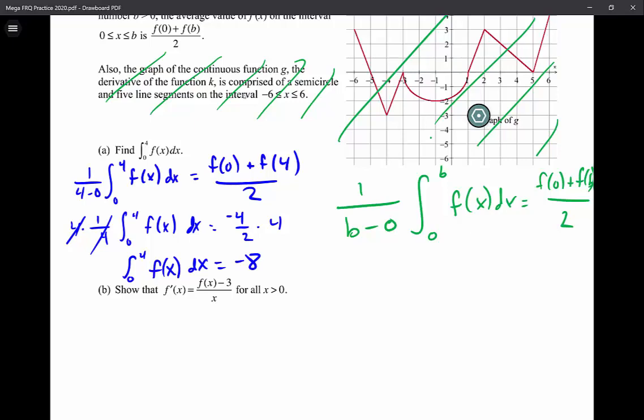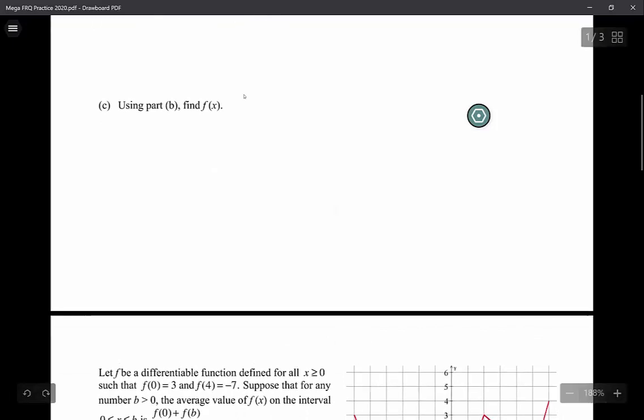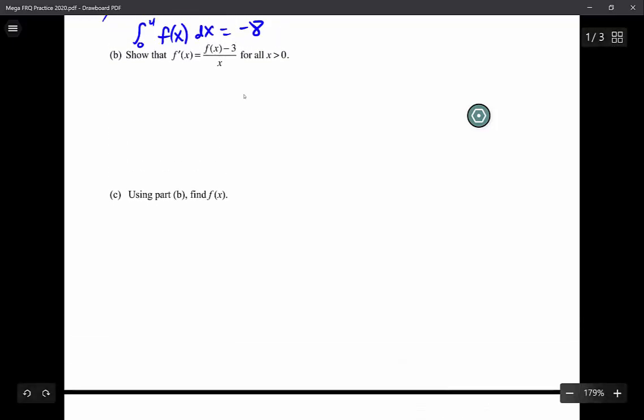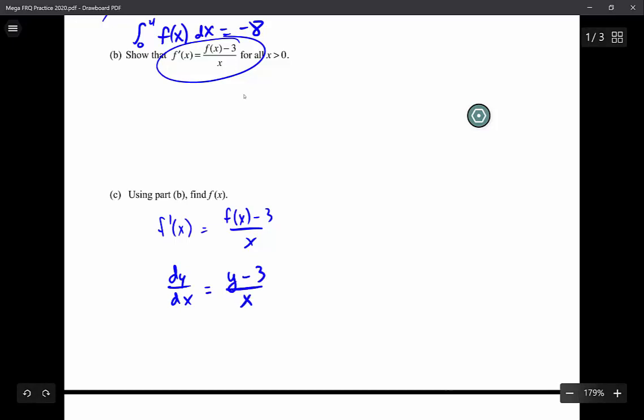The next one uses that average value again. Part B asks us to then find f of x. And part B is a little bit tough, but basically it says using part B, and this is probably more written in a BC manner, so I'm going to kind of give us a hint on part C, is we have f prime of x equals f of x minus 3 over x. But f prime of x is the same as dy dx. F of x is the same as y. So really, they probably on AB would rewrite it for us this way. So this is a differential equation question that we just did. So this is our starting point.